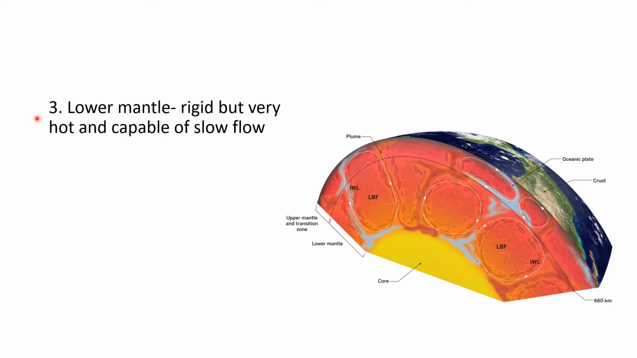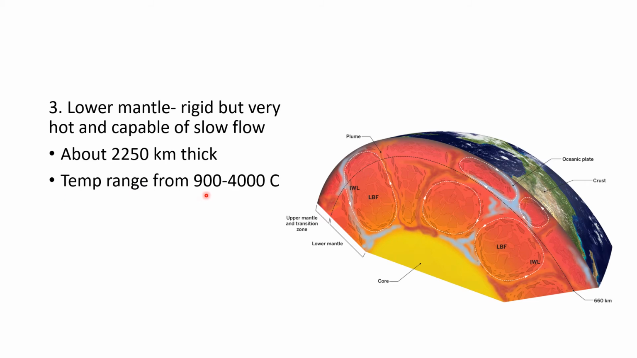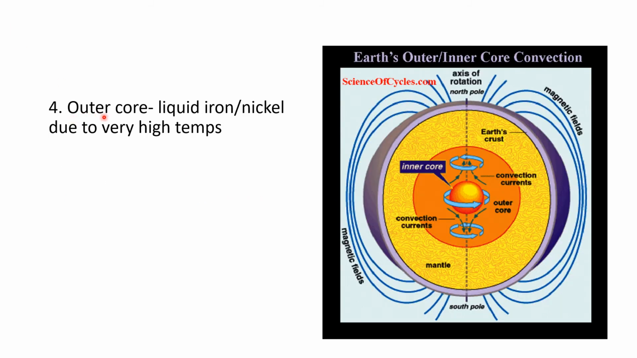The next layer down is called the lower mantle. The lower mantle is made out of rigid rocks, but they are very hot and capable of very slow flow. There are some rocks rising in the mantle, cooling and sinking in that process of convection, which we discussed when we were talking about the atmosphere. The lower mantle is about 2,250 kilometers in thickness on average, and its temperature ranges from 900 to 4,000 degrees Celsius.